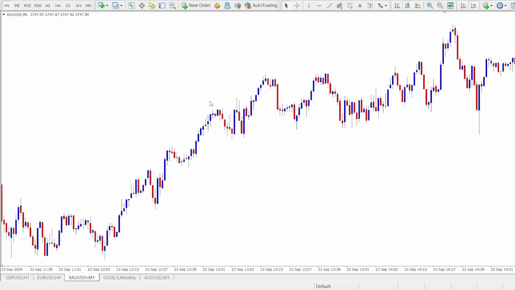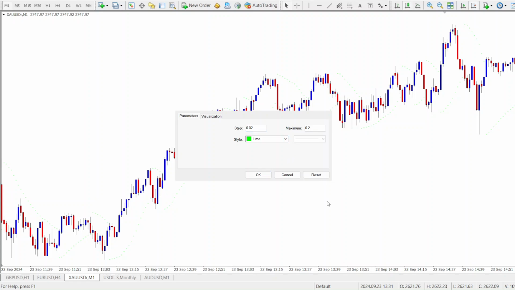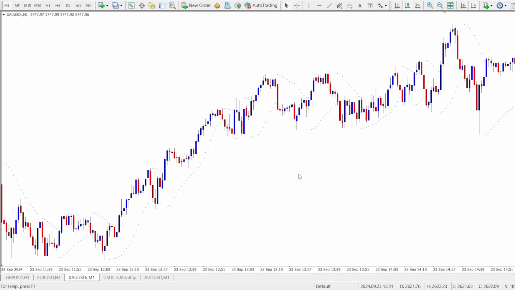Now let me just add the parabolic SAR indicator to the chart. Let me change the color to make it more visible. Let's use a purple color.